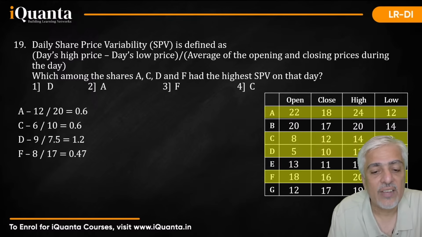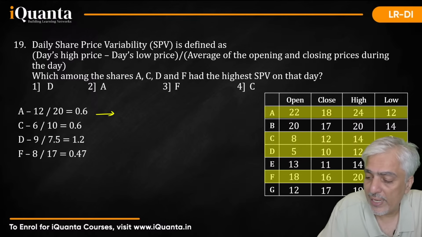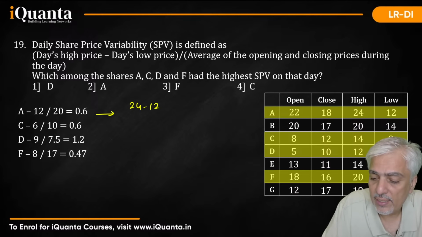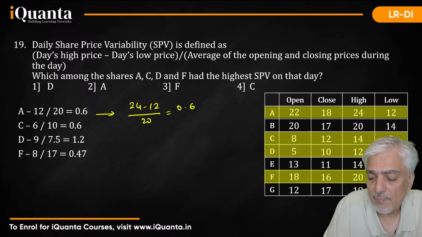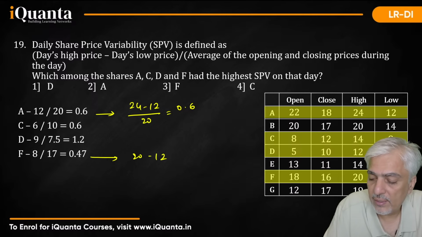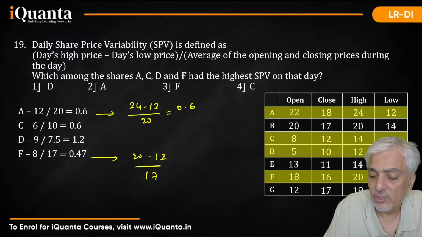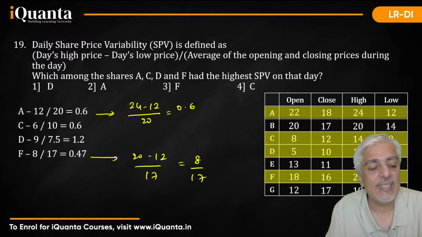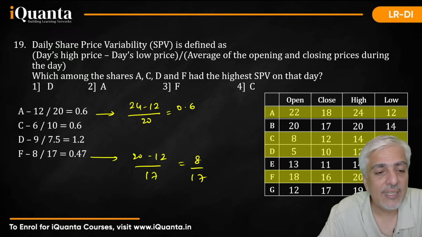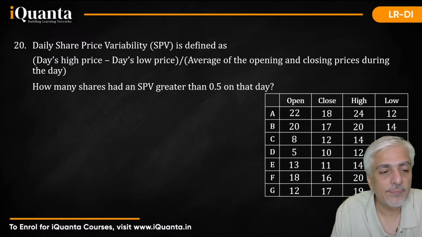So A, C, D, F, the four ones which I had to do, same calculation. I showed you the calculation for one of them. How did we get the 12? 24 minus 12 upon average of 22 and 18, which is 20. So this was 0.6. Maybe show you one more time for F. 20 minus 12 upon average of 12 and 18 and 16 is 17. So that's 8 upon 17, slightly less than half. So obviously, which of them had the highest SPV? So highest is 1.2, that is D. That's your answer for this one.